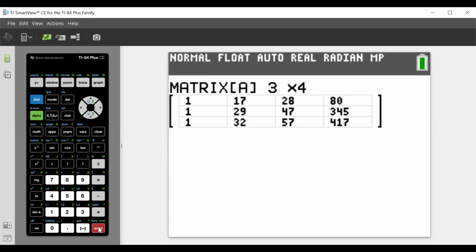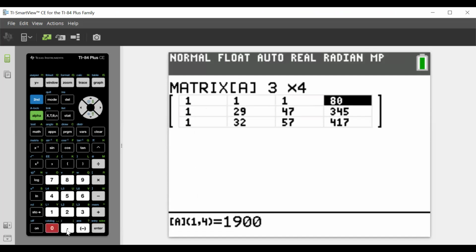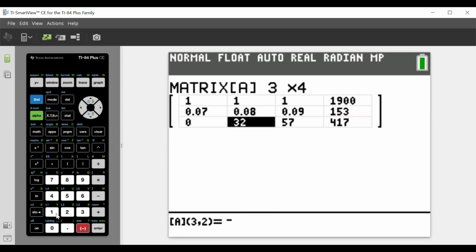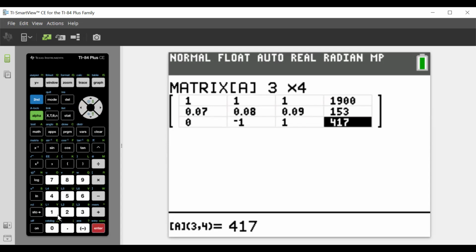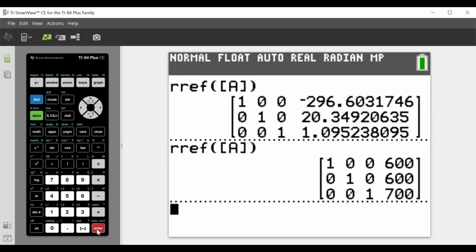So it's a 3 by 4. And our values were 1, 1, 1, and then 1,900. And then we had 0.07, and 0.08, and 0.09. And then that was the 153 that we made. And our bottom row was a 0, a -1, a 1, and a 100. All right, so now I think everything should be typed in here, right? So let's do reduced row echelon form.